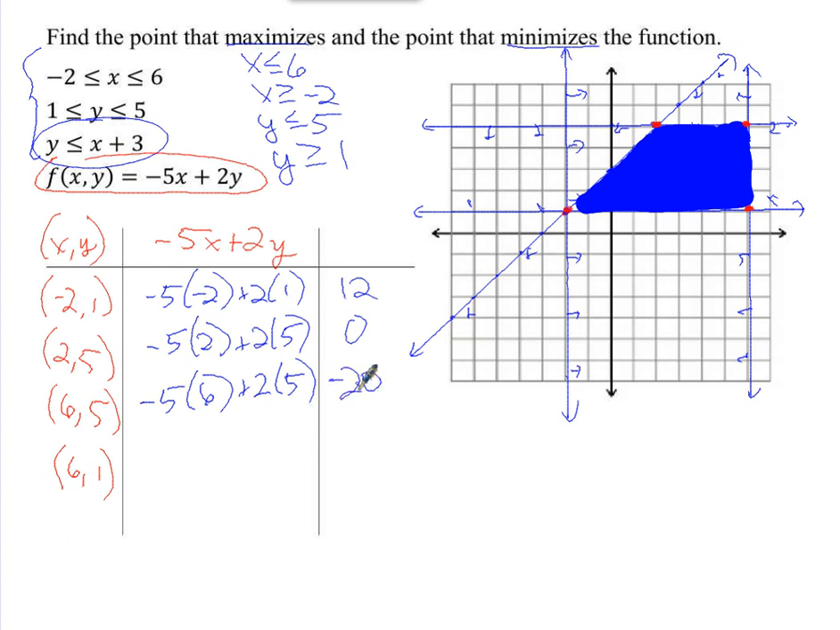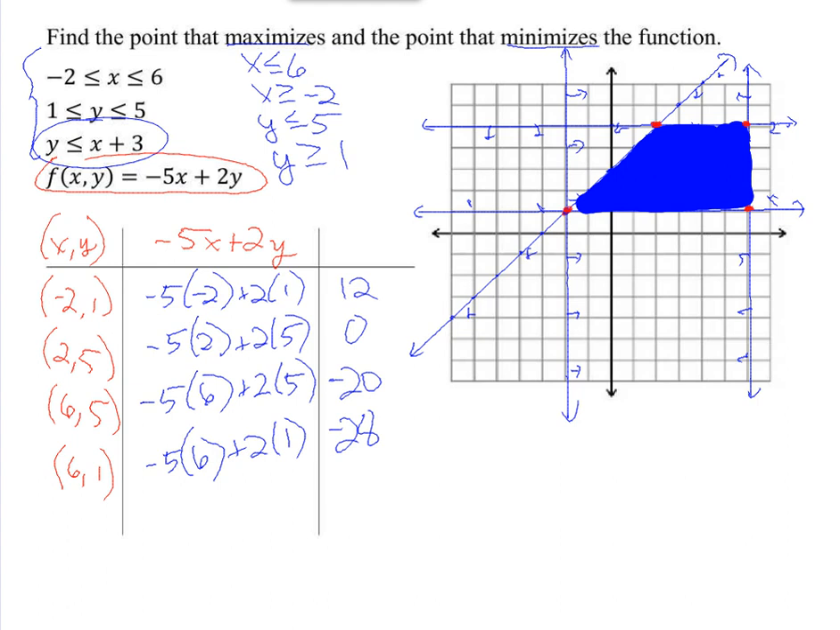-20. And finally, we have -5 times 6 again, but plus 2 times 1. What do we get? -28. All right, so the problem asks us to find the point that maximizes and the point that minimizes. So what's the maximum here?